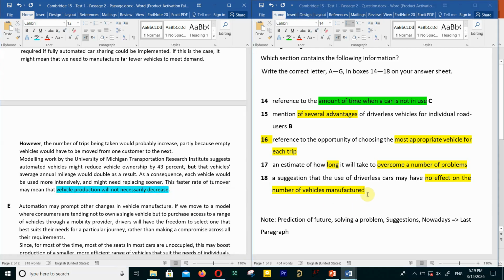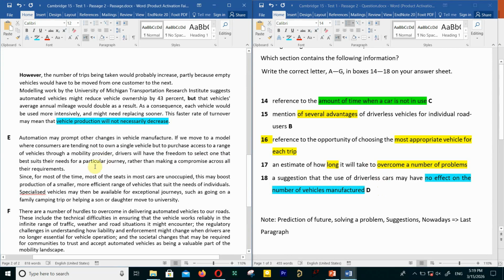So here it says that actually it may not affect the number of vehicles. You had to go through the whole passage to get this meaning. Okay, you had to go through the whole passage. So 18 is paragraph D.